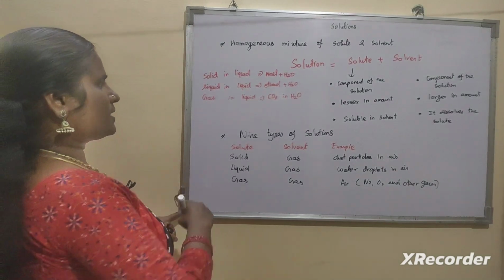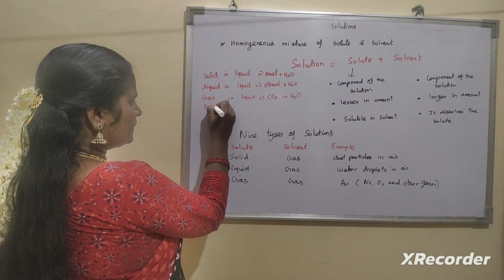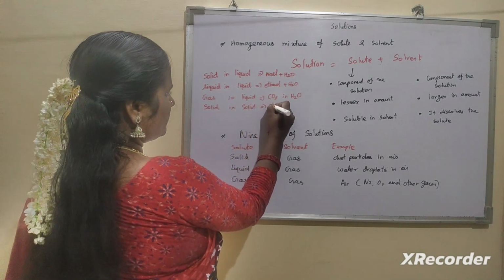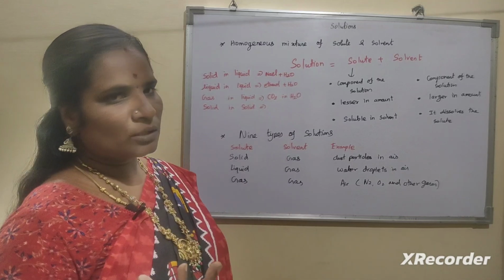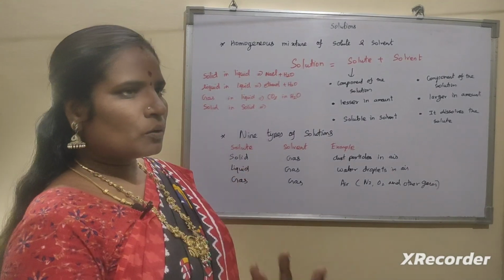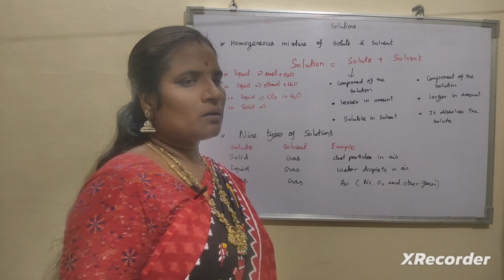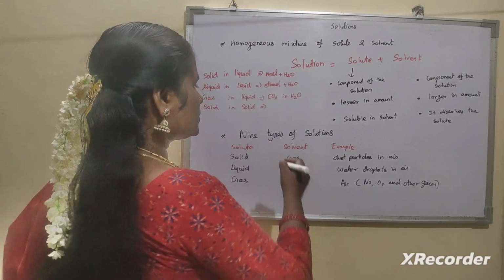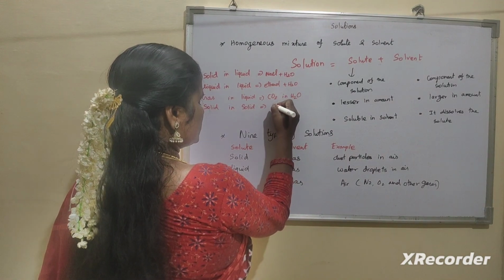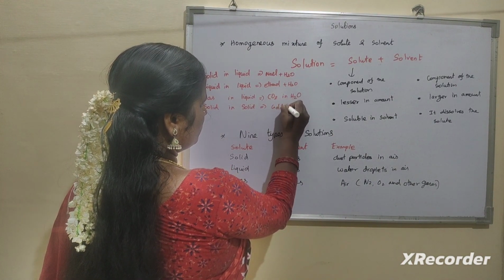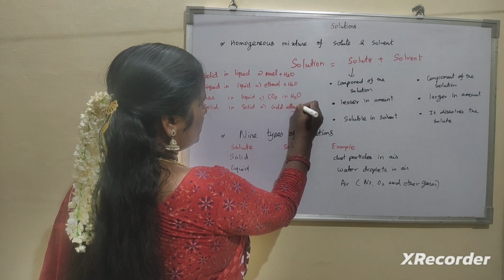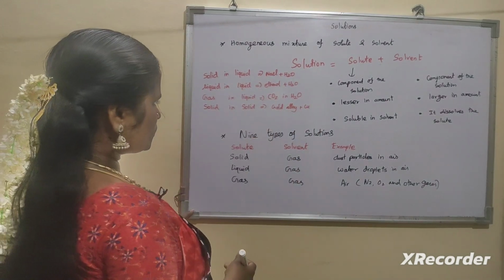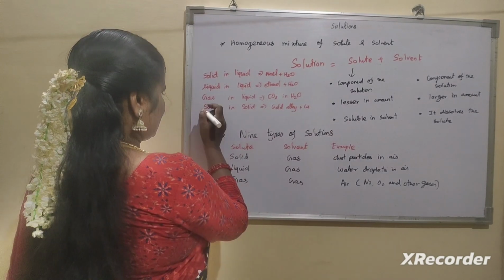Next, the last part, solid in solid. You can take any metal alloy. For example, gold ornaments: we melt the gold and we also melt the copper and mix them together, and we get a gold alloy with copper. So copper is the solute here, and gold is the solvent. It is a molten solution of both metals.